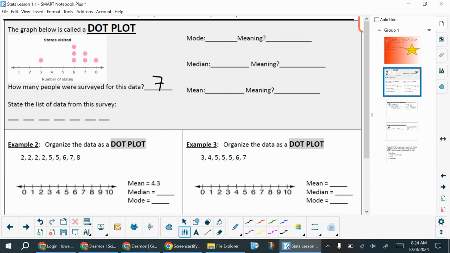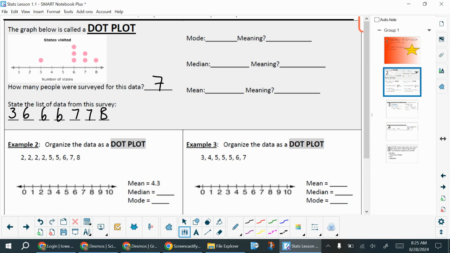And then if we're going to state the list of data from this survey, all we're doing is just writing down the numbers for each dot. So this dot represents a 3. These dots here are all 6. So I've got 3 of those. I've got 2 7s. And I've got an 8. So that's my data from this survey, each person and how many states they've gone to. We want to keep that list in order just because we're going to be doing things like the median, where having them in order is really nice.